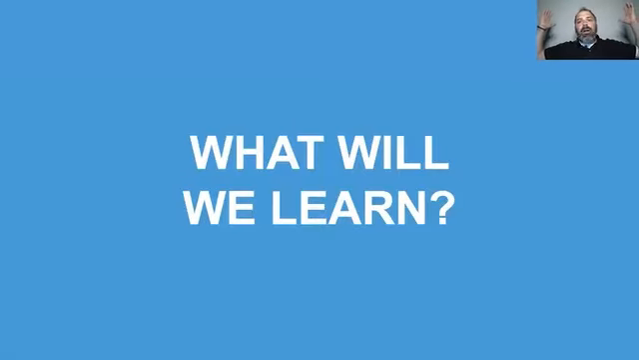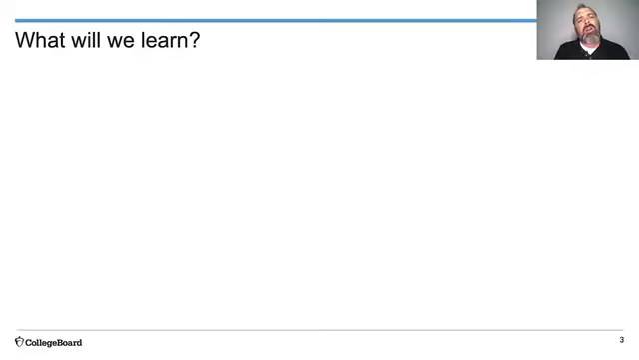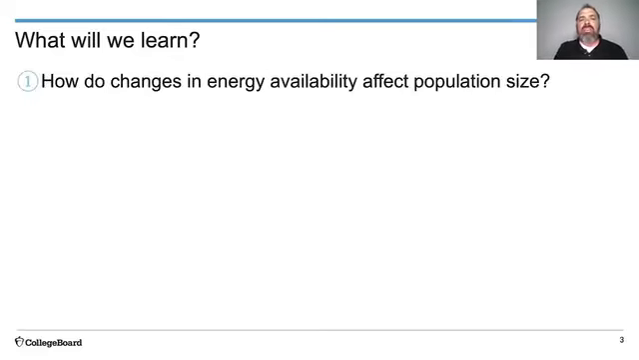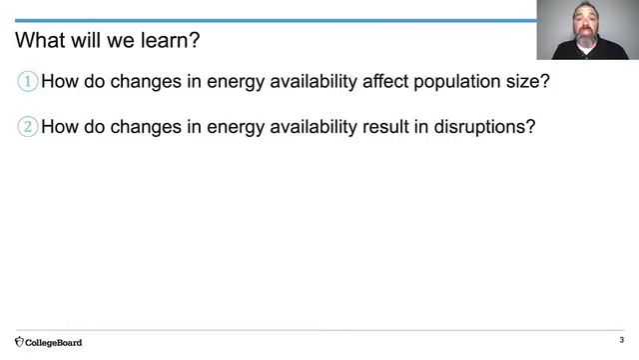So what are we going to learn? Every time I always get asked this, what do we got to learn? What's the point of this? So what we're going to learn in this AP Daily is how do changes in energy availability affect population size, and how do changes in energy availability result in disruptions. Disruption is a key theme that runs throughout the course, and so we're going to focus on how disruptions can impact energy availability.